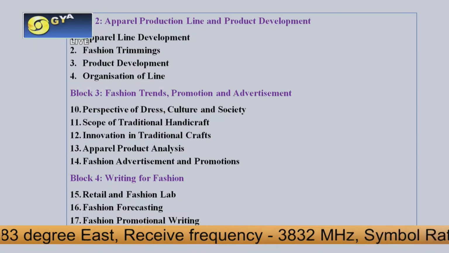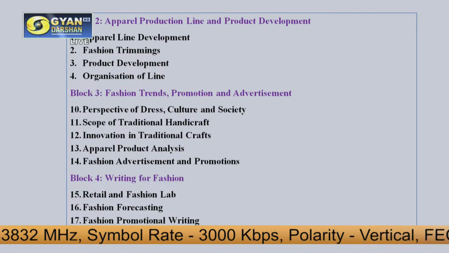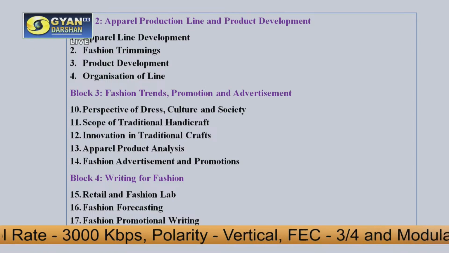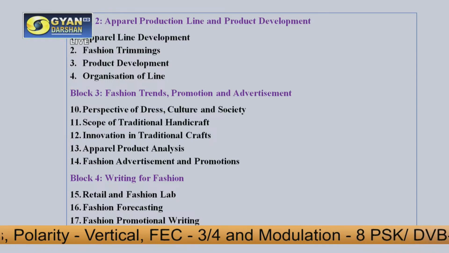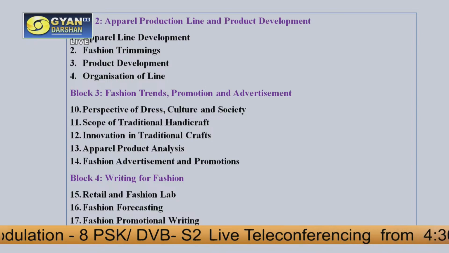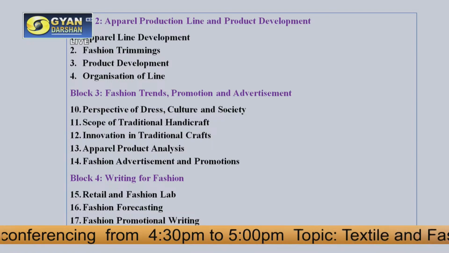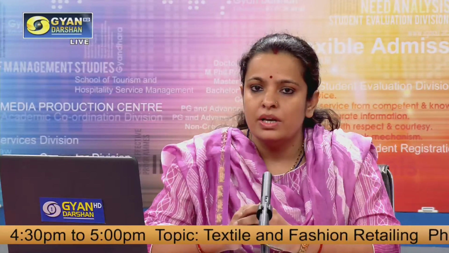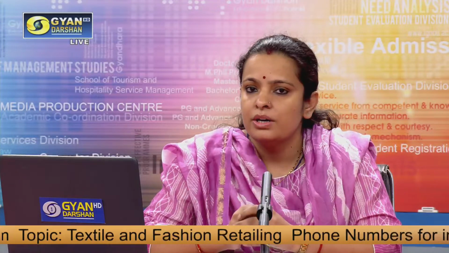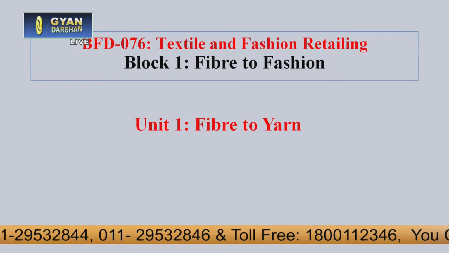And the fourth and the last block of this particular course is about writing for fashion, in which 4 units you have to study. Unit 15 is about retail and fashion labs. Unit 16 is fashion forecasting. Unit 17 is fashion promotional writing, and Unit 18 is about global sourcing and merchandising. So learners, these total 18 units you have to study in this particular course, that is BFD 076 Textile and Fashion Retailing. So now let us start with Unit 1, that is about fiber to yarn.